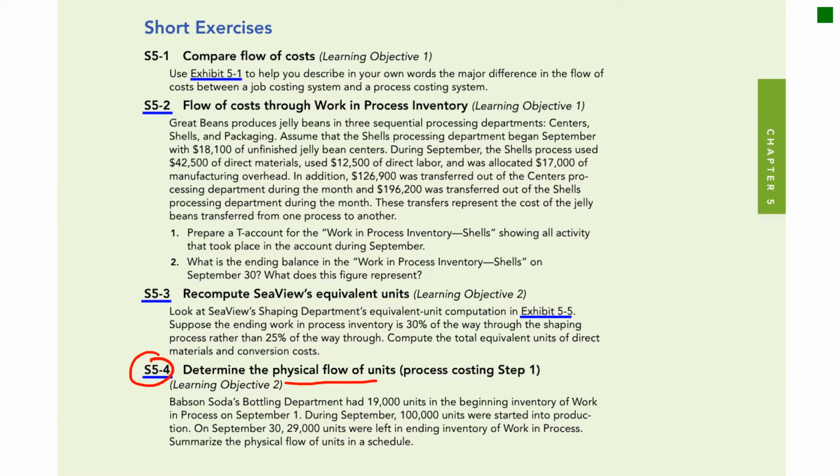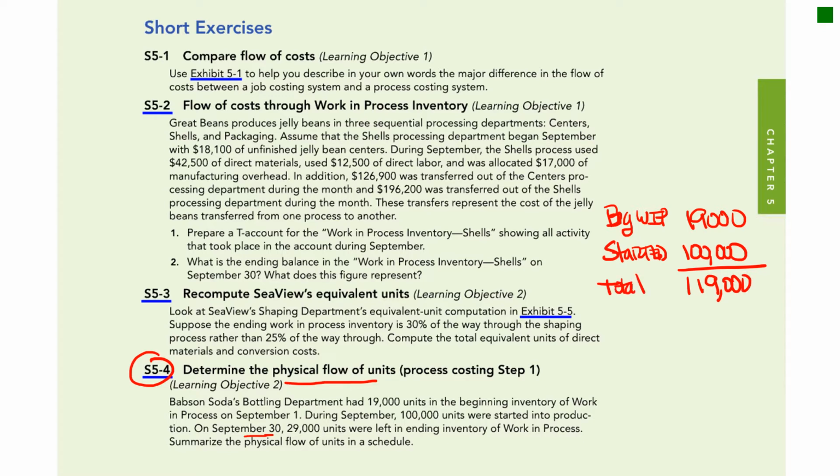And this is Babs and Soda. It says that they have 19,000 units in beginning work in process. It says during September, they had 100,000 units that were started into production, and then at the end of the month, they had 29,000 units left. So what I always do is I start off by writing out beginning work in process, which in this case, again, is 19,000 units. I then ask what did they start, and it said that they started 100,000 units. So you add those together, we know that that is 119,000. We call that total physical flow of units.